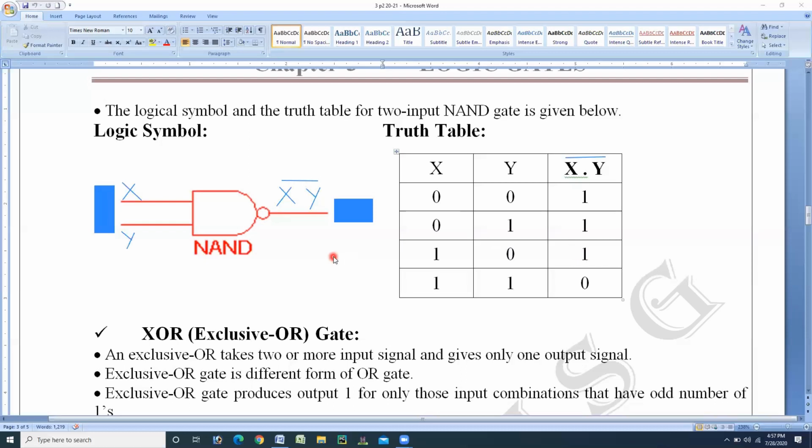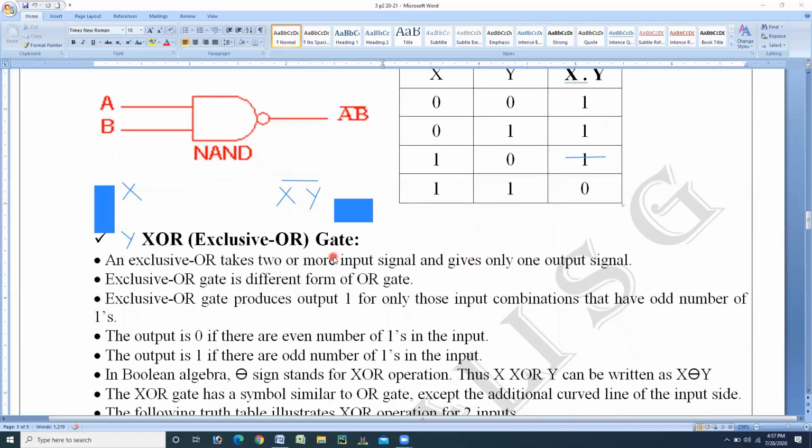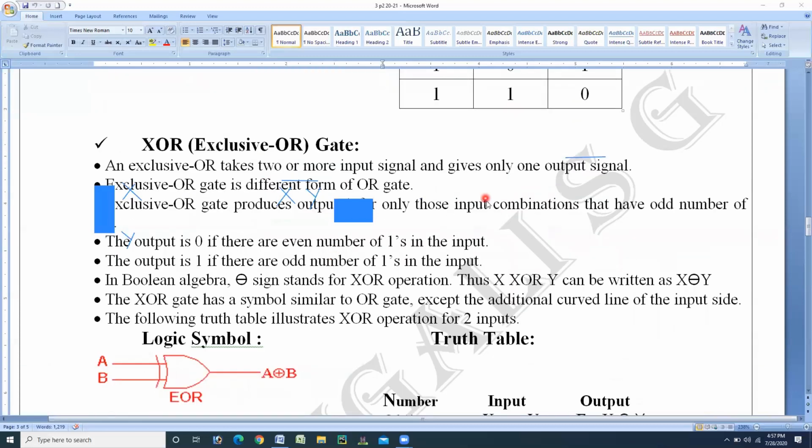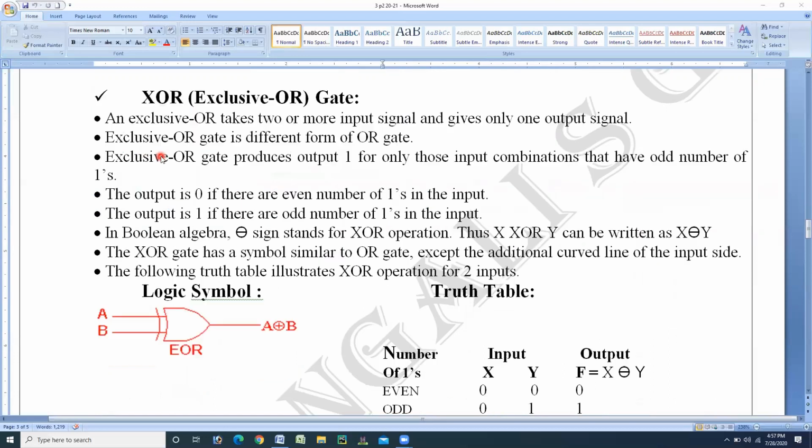Next. The next gate we will get is the XOR gate. It is also called the exclusive OR gate.